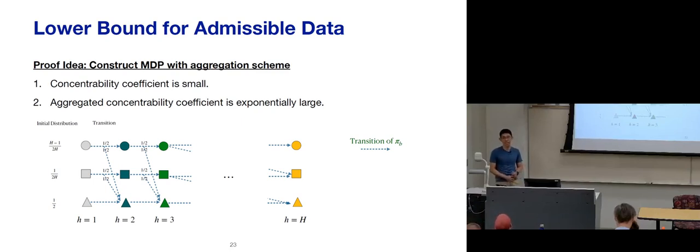We construct these MDPs, which have 3 states in each layer, and we assign the initial distributions in this way. For the policy to collect offline data, this policy pi b, we assign the transitions in this way. That is, for the circle and the square, with a half probability it goes to the next layer's circle and square, and with a half probability it goes to the triangle in the next layer, and the triangle always goes to the triangle.